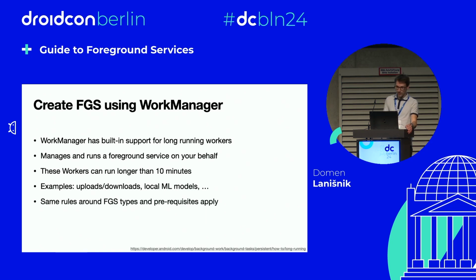And because it's using a foreground service, the same rules apply. So you still need to declare a foreground service type, and you need to fulfill all of the prerequisites, meaning the runtime permissions and so on. And how you actually create this kind of worker is you create a regular worker, for example a coroutine worker, and then you call set foreground. And if you use a coroutine worker, then it's already happening on a background thread, right? So you don't have to use some other framework like with the service.